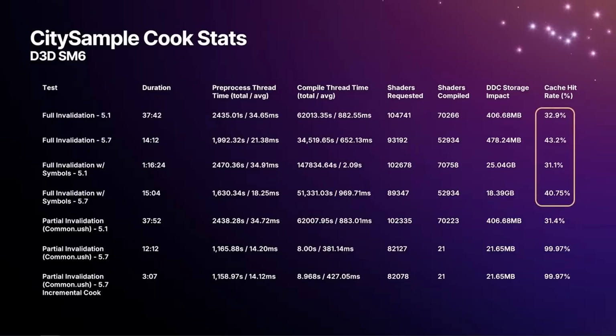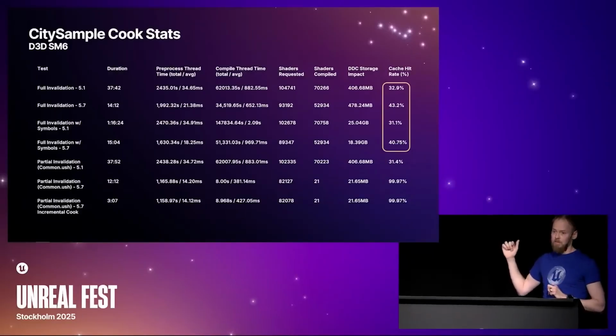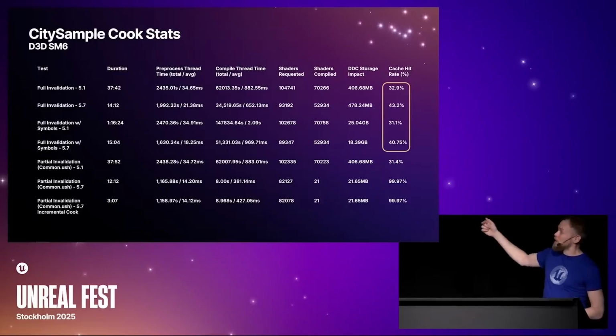I do want to say with City Sample, this is kind of an outlier. City Sample having a 32% cache hit rate on 5.1 was very unusual. We saw on most projects this was way lower. It's just City Sample was a good test case because they had a lot of shaders to compile. So that's the one I used. In practice, we find the improvement in cache hit rate much bigger on other real game projects.